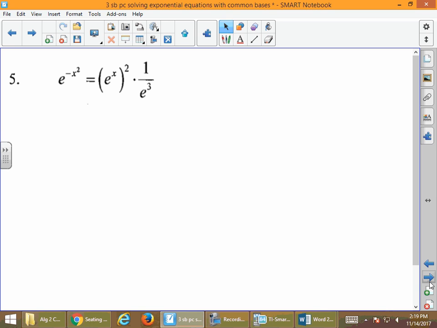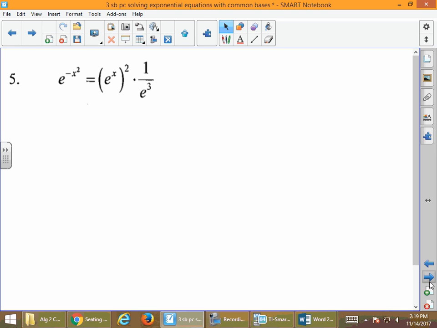For problem number 5. Now we have e's. Remember that e is an irrational number. I believe it's 2.7182818281828... So what we're going to be solving for here on this problem is x, but we need to put it in a proper format so that we can solve.